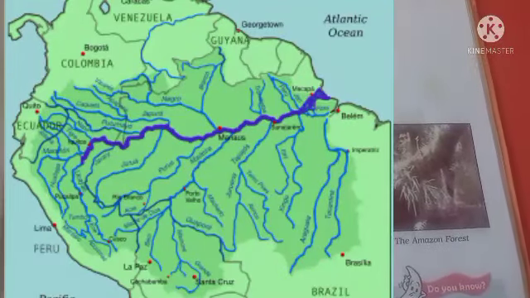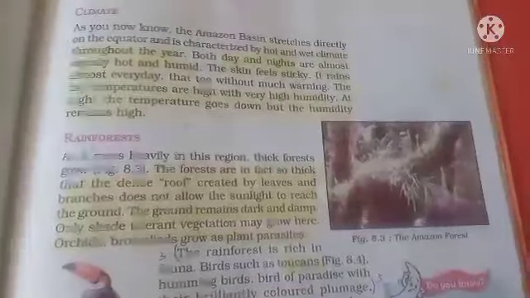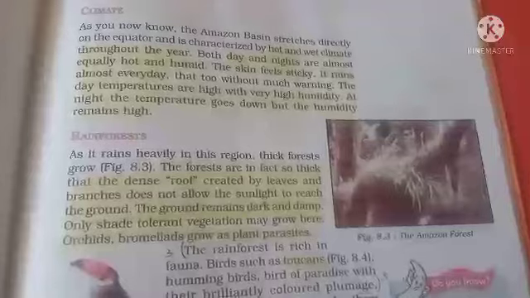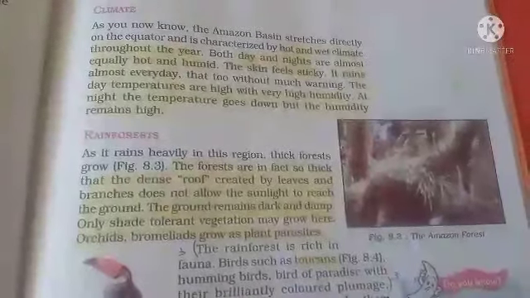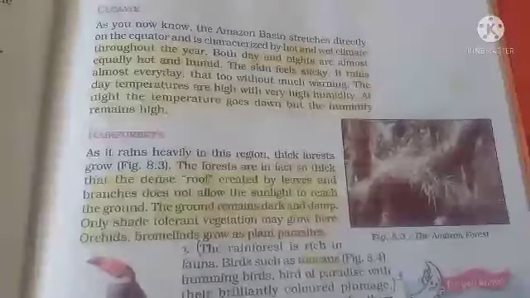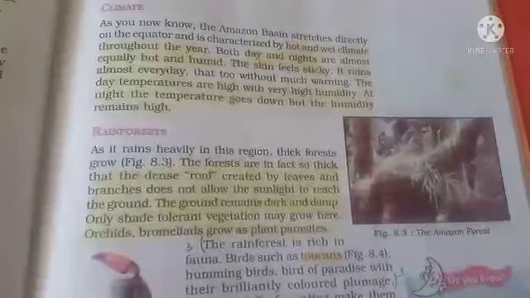As you know, the Amazon basin stretches directly on the equator and is characterized by a hot and wet climate throughout the year. Both day and night are almost equally hot and humid. The skin feels sticky. It rains almost every day, that too without much warning. The day temperatures are high with very high humidity. At night, the temperature goes down, but the humidity remains high.